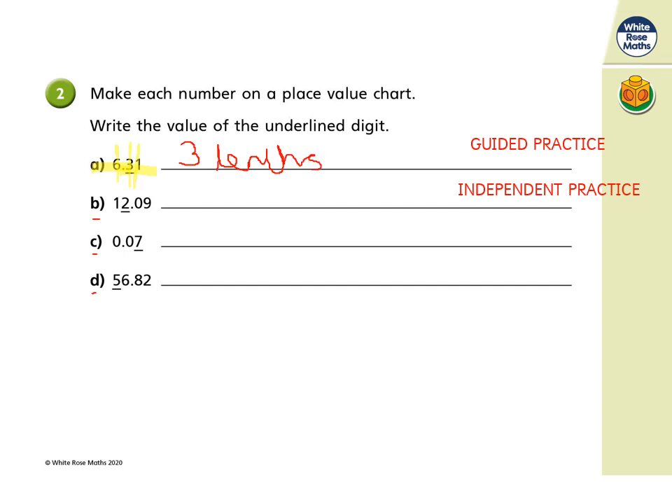So difficult to write on here with your cursor. So there are 3/10. You could also show it like this. There we go. Now, I'd like you to look at B, C, and D. What is the value of the underlined digit? Good luck.